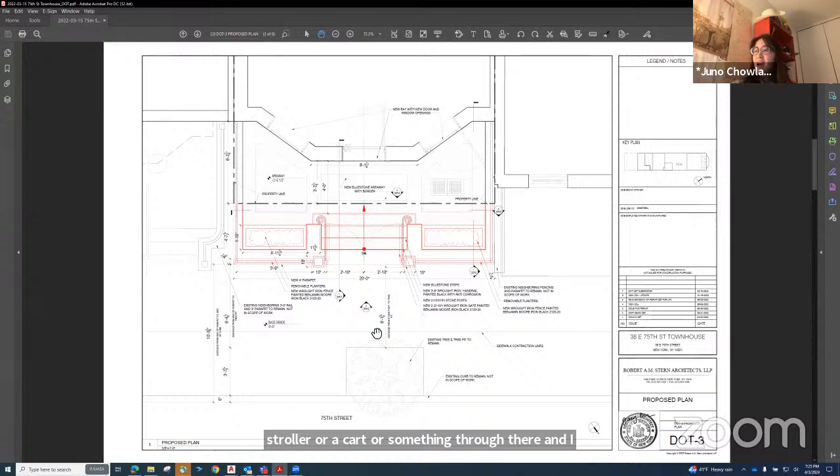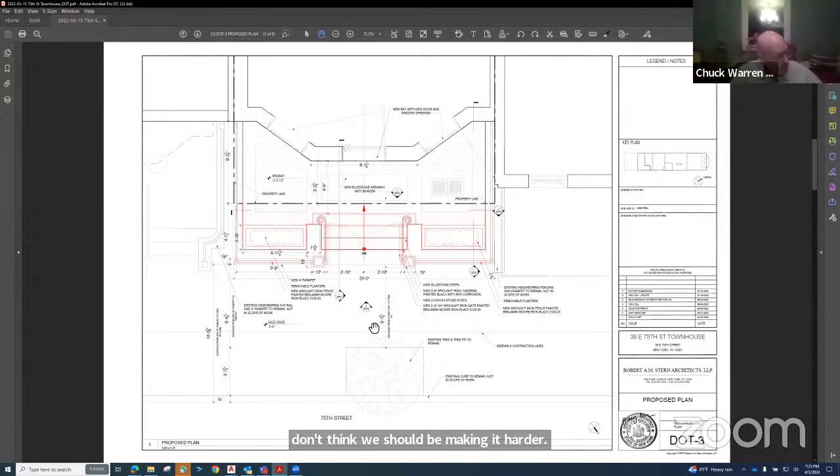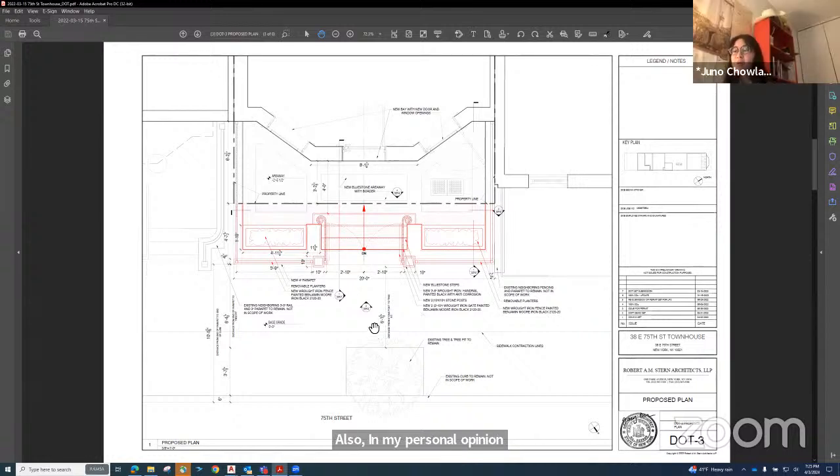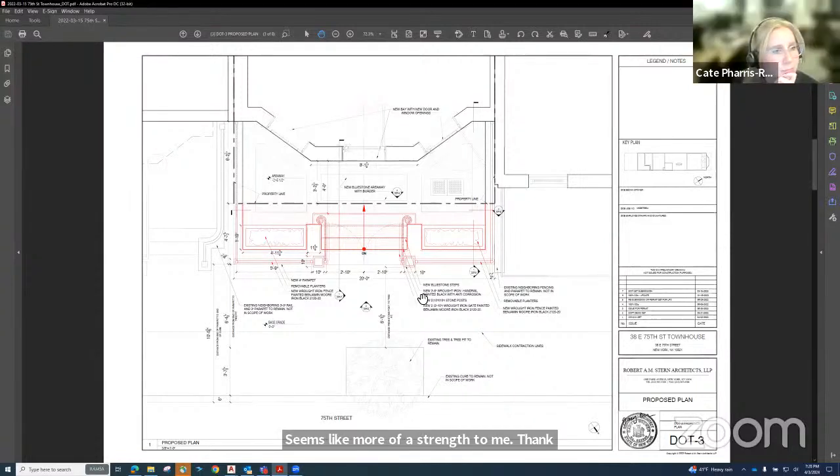Also, in my personal opinion, I don't think aligning with the streetscape is necessarily a visual strength. It's nice to see some variety on streets like this, and being able to have an indentation where pedestrians can walk freely seems like more of a strength to me. Thank you. Thank you.